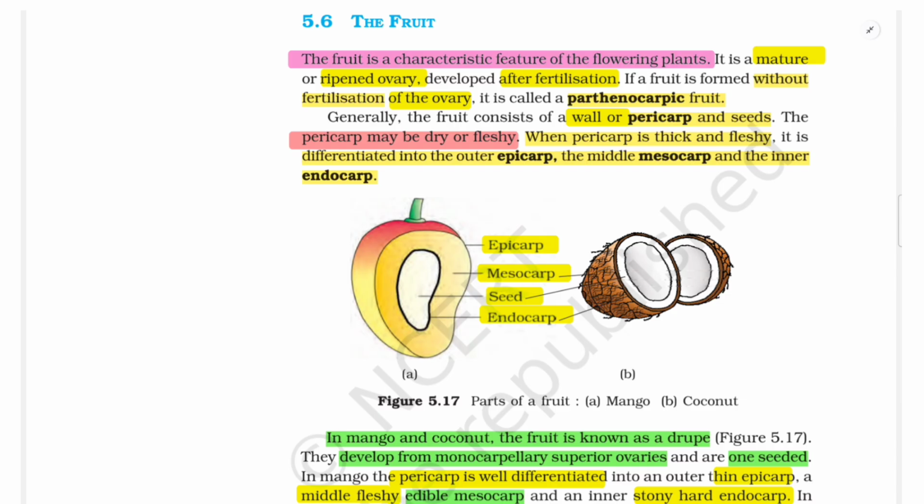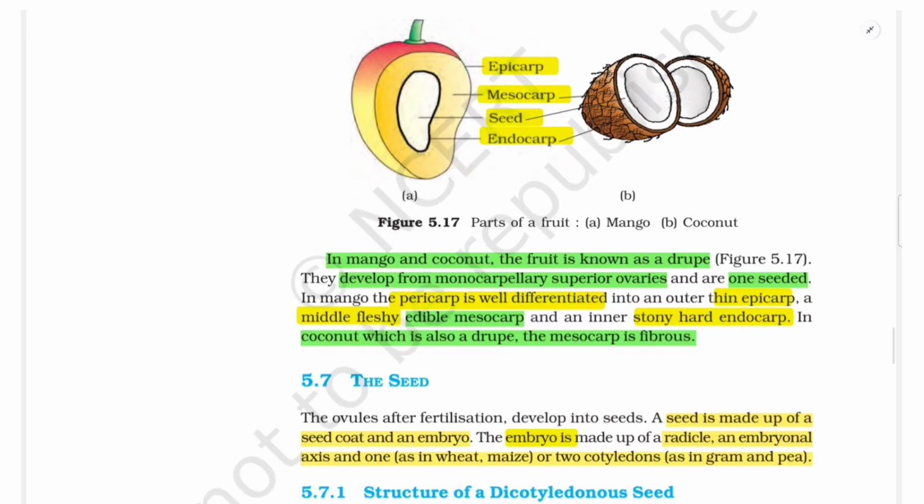When the pericarp is thick and fleshy, it is differentiated into the outer epicarp, the middle mesocarp, and the inner endocarp. In mango and coconut, the fruit is known as drupe, figure 5.17. They develop from monocarpellary superior ovaries and are one-seeded. In mango, the pericarp is well differentiated into an outer thin epicarp, a middle fleshy edible mesocarp, and an inner stony hard endocarp. In coconut, which is also a drupe, the mesocarp is fibrous.